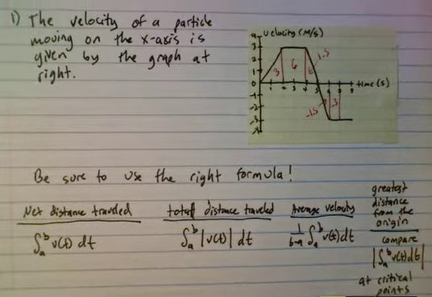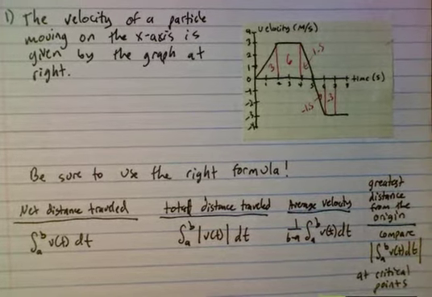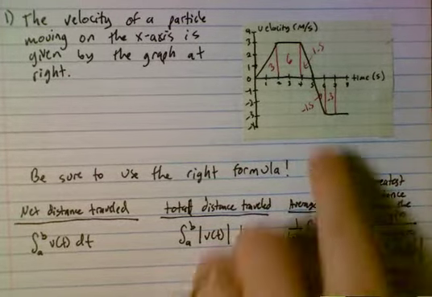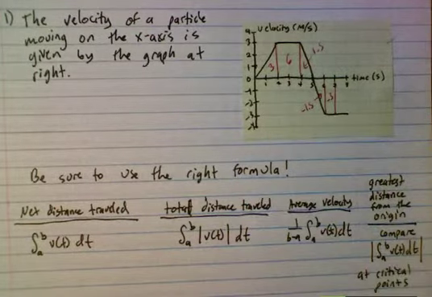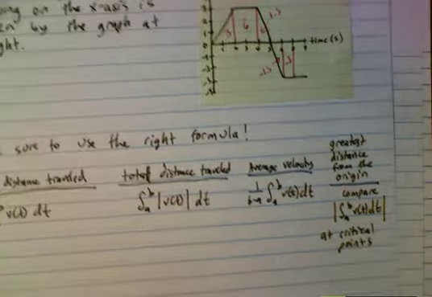Let's use the same problem that we've been using in previous lessons for this next one. So we're going to use the same graph. The velocity of a particle moving on the x-axis is given by this graph. Another thing we can be asked to do is to write equations based on our little graph.